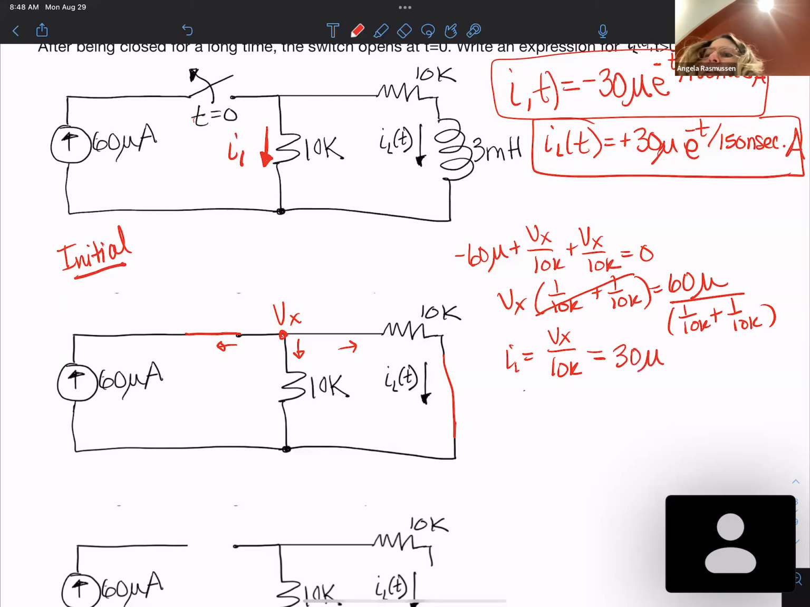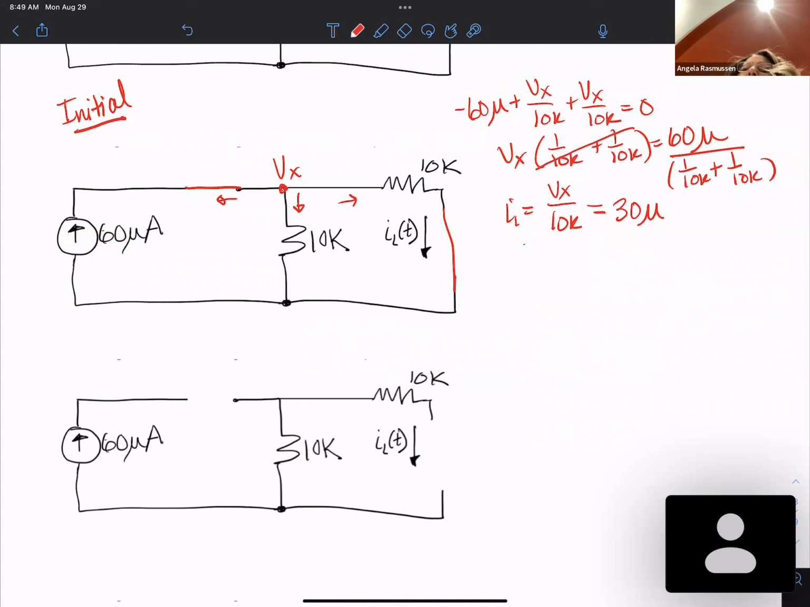The other thing you can see is that it is just two of the same resistors in parallel. So it's going to be exactly half of that current. So if you see it, you can do it that way. Again, you may not see it right away, so you can mathematically go through it too. So 30 micro will be right before the switch happens. And then right after the switch, IL has to stay the same. So IL at zero minus has to equal IL right after the switch.